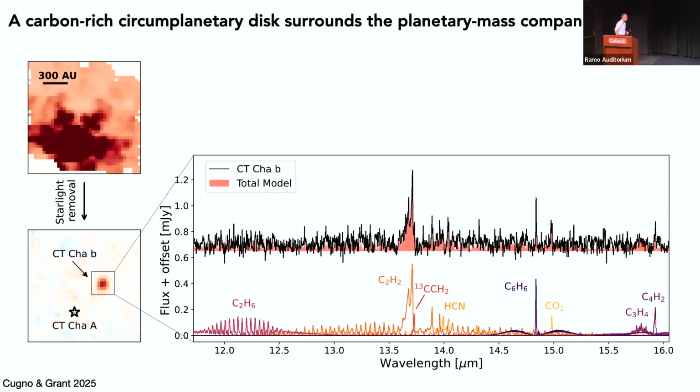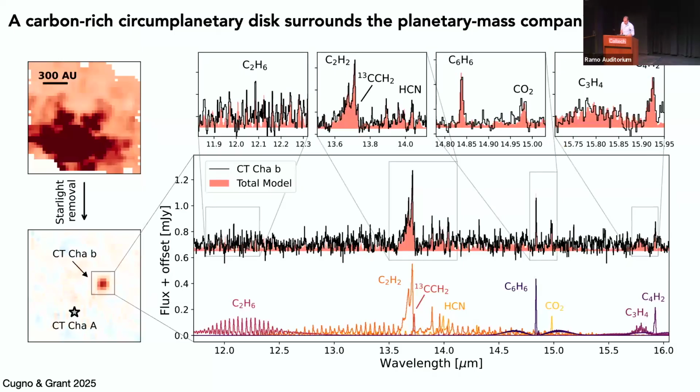Concretely, this means that we just used an object that has a lot of hydrocarbons in the spectrum. This is once you extract the spectrum of CT Cha B, and you see that we were able to detect a bunch of molecules. In total, we detected 7 molecules, and all of them contained carbon atoms. Oxygen is only present in the form of CO2, and we also detected one isotopologue, 13CCH2, which really means that this disk overall is very carbon rich.